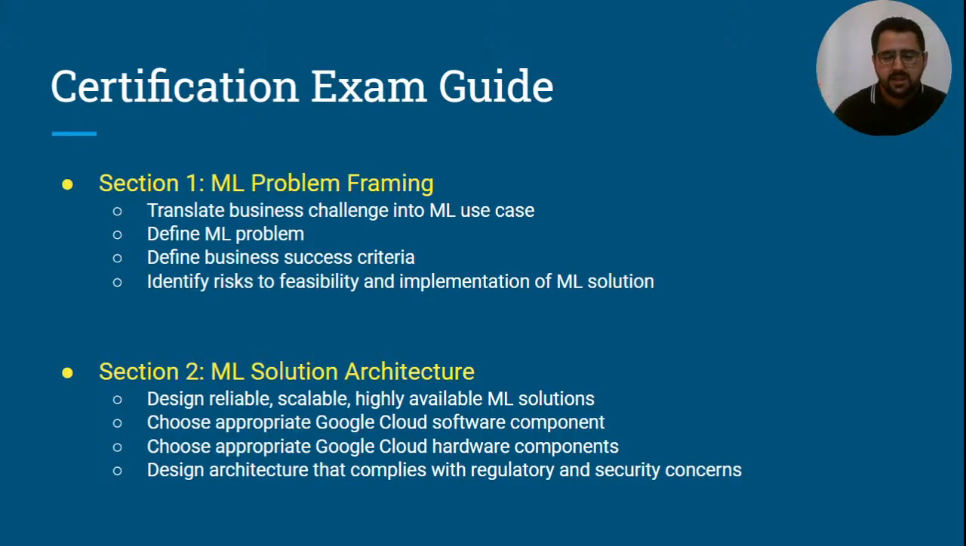So let's see each of these points, and make sure to have this task of asking yourself a question about each point. So the first section is machine learning problem framing. Make sure you know, as we said before, how to translate business challenges into a machine learning use case. Make sure you know how to define a machine learning problem. Make sure you know how to define business success criteria, and identify risks to feasibility and implementation of machine learning solutions. The second section is about machine learning solution architecture.